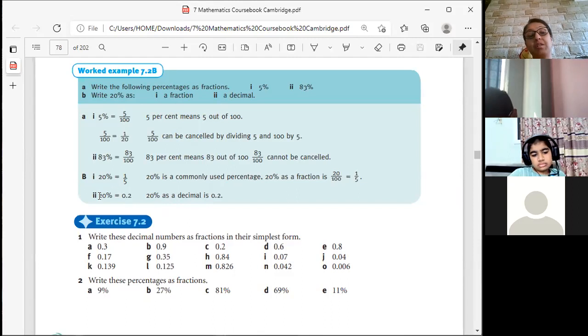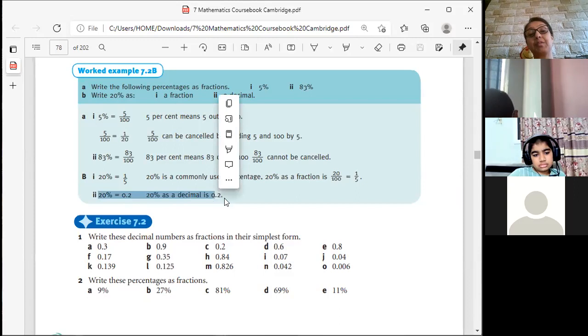This is actually not correct here. 20 out of 100. 20 upon 100. 20 out of 100 is 0.2, because it will be 0.20, no?